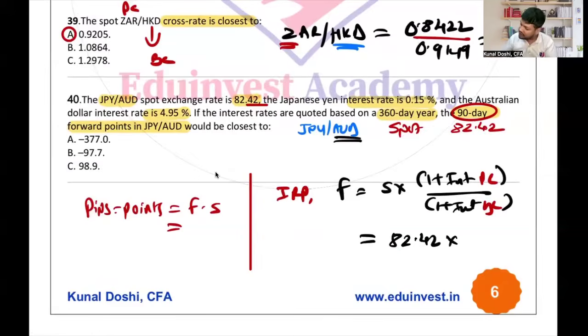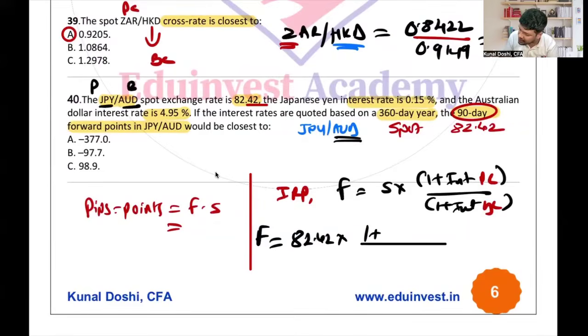Times, now it becomes an interesting thing, for which I'll write it here. To find the forward: 82.42 times 1 plus interest rate of price and base. So I will write 1 plus the interest rate of what is the price currency? Japan is the price currency. AUD is the base currency. So I need the Japanese interest rate on the top, which is 0.15 percentage. Am I correct? Japanese interest rate is 0.15 percentage. And the Australian interest rate, which is the base currency, is 4.95 percentage. However, very, very important thing. These interest rates are always annualized, but they are asking you for a 90-day.